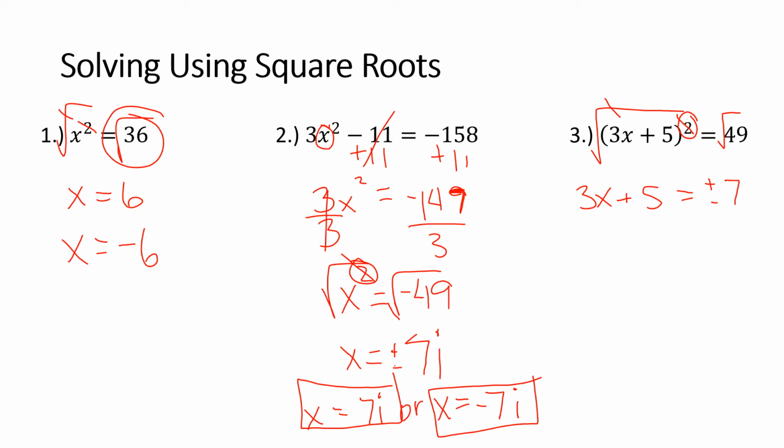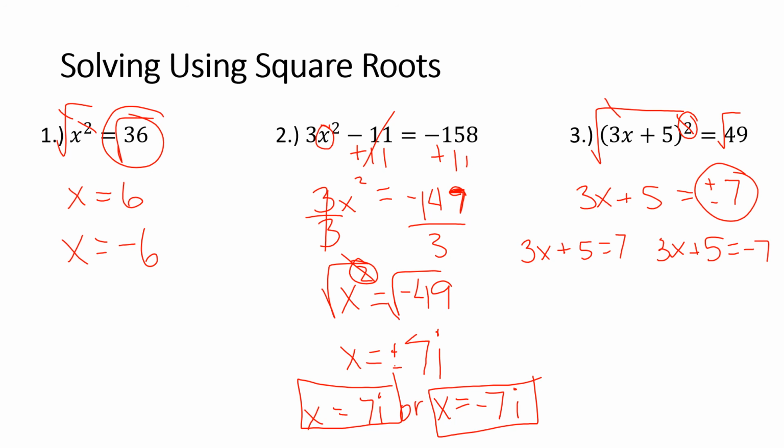Square root of 49 could be positive 7 because 7 squared is 49, but it could also be negative 7 because negative 7 squared is also positive 49. So here we got to be really careful with this plus or minus. We actually have two equations that we need to continue to solve. So we're going to have one with 3x plus 5 equals positive 7, and we'll have another equation with 3x plus 5 equals negative 7.